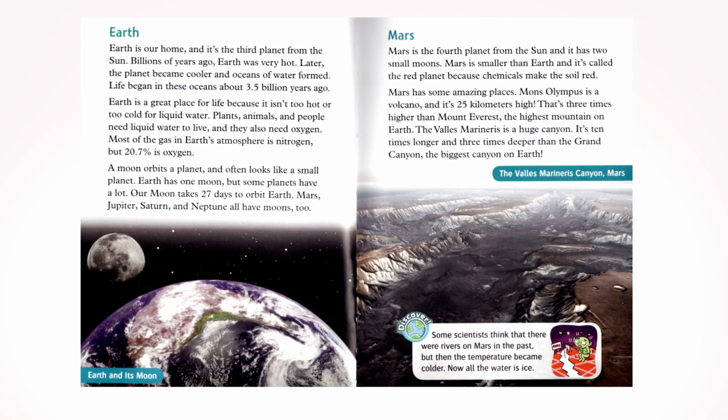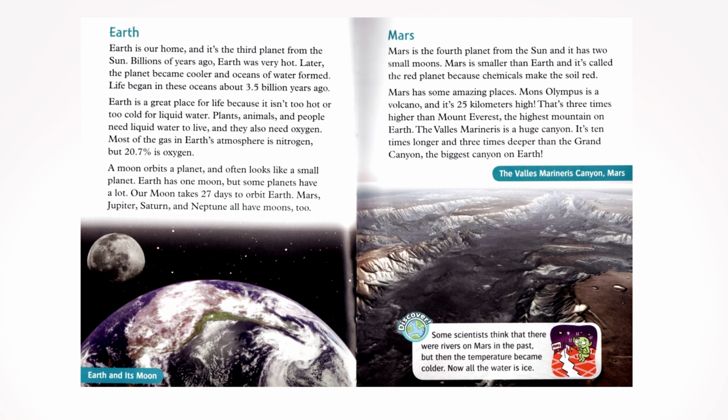Earth. Earth is our home, and it's the third planet from the sun. Billions of years ago, Earth was very hot. Later, the planet became cooler and oceans of water formed. Life began in these oceans about 3.5 billion years ago. Earth is a great place for life because it isn't too hot or too cold for liquid water.